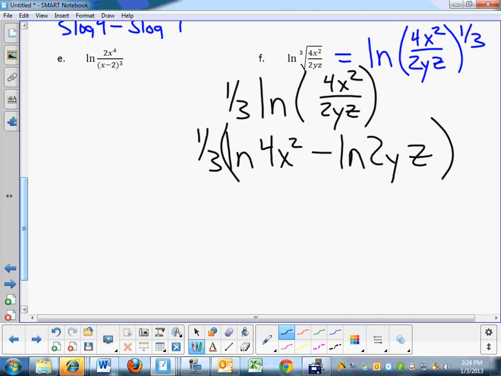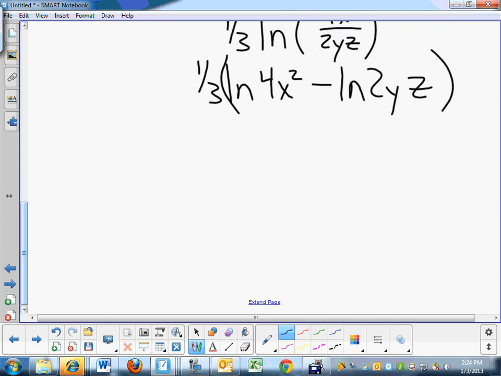What do you think about that? What'd you say? Billy, what do you want to do? Yeah, now Bailey wants to separate the 4. Yeah, you want to separate the 4 and the x squared, right? Yes, that's what we do. 1/3 times the entire piece, natural log of 4, plus natural log of x squared.